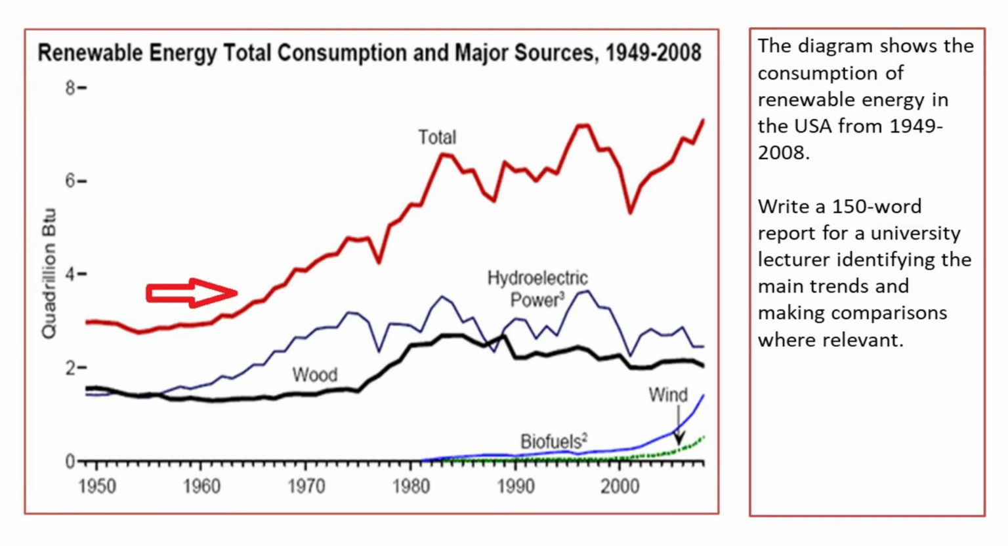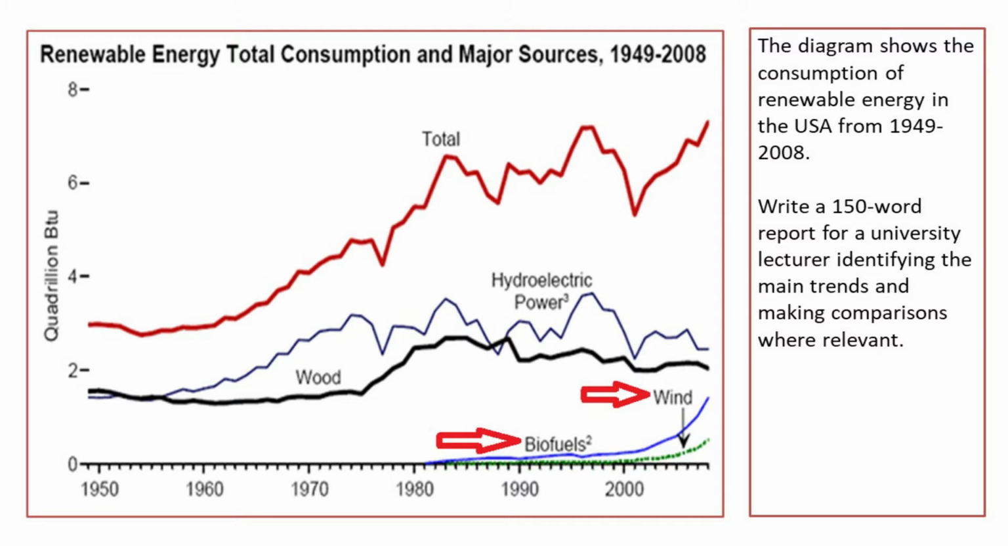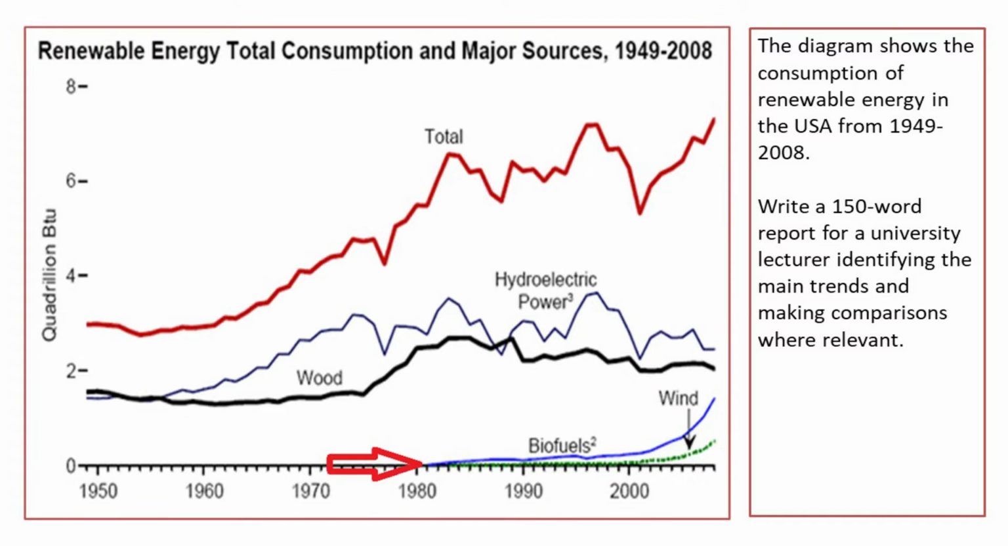The red line at the top is showing the total consumption. On the other hand, the 2 lines which are below are wood and hydroelectric power. Both of them started in 1950. And at the end we can see that their value is going down. Similarly, we have wind and biofuels. They are also showing electricity consumption, but they started late. Instead of starting from 1950, their starting point is 1980 and they are showing an upward trend.